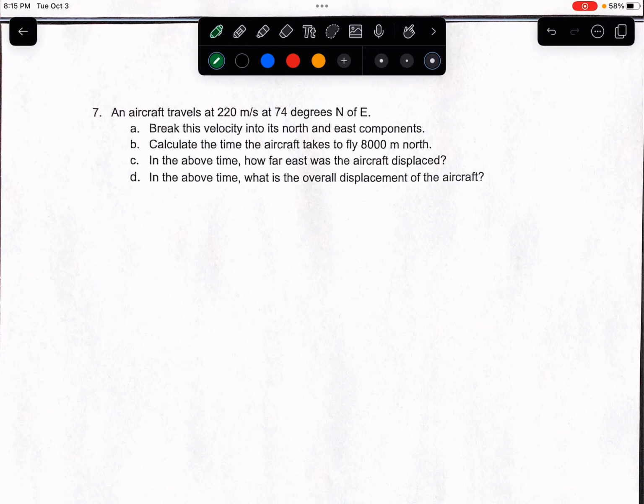All right, so this video is going to go over pages 20 and 21 in your vectors packet. An aircraft travels at 220 meters per second at 74 degrees north of east. The first thing we're going to do is draw this out.